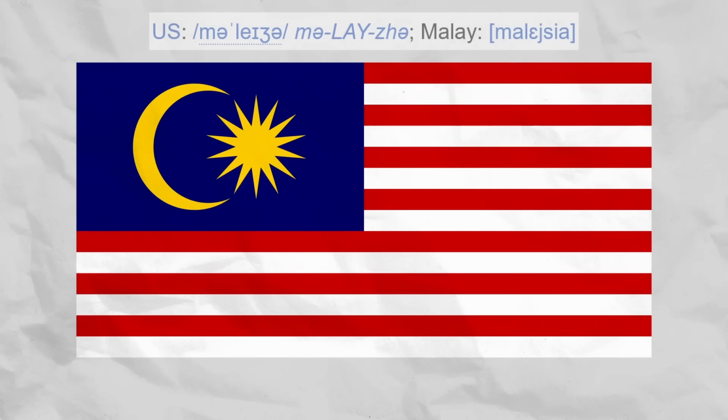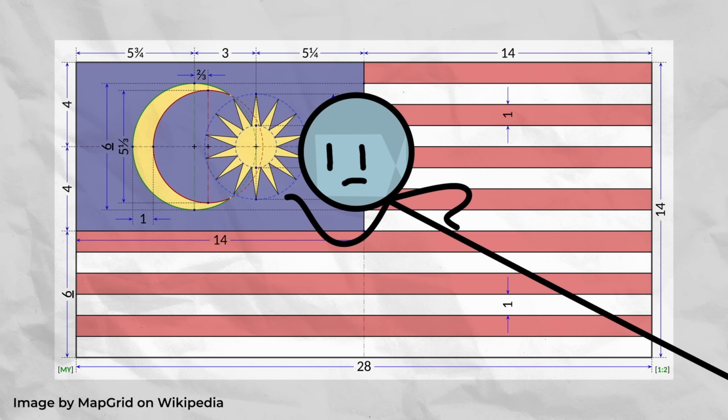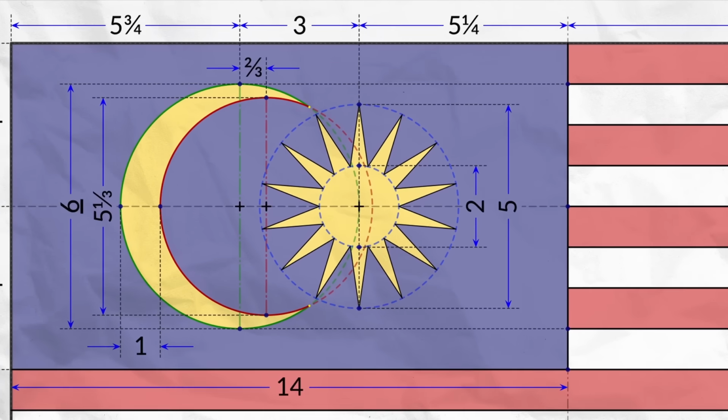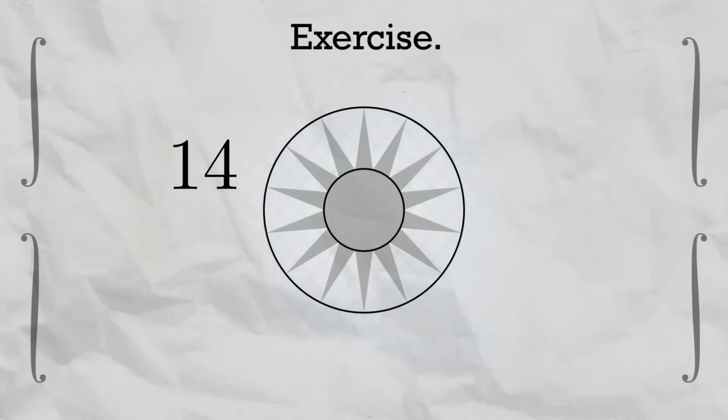Next up is Malaysia, or Malaysia. A 1, 2, 3, 4, 5, 6, 7, 14-point star, defined with an outer and inner diameter. This is another hard challenge. If you are still watching and holding up to this point, try this exercise. Can you draw a 14-point star if the 2 diameters are defined?